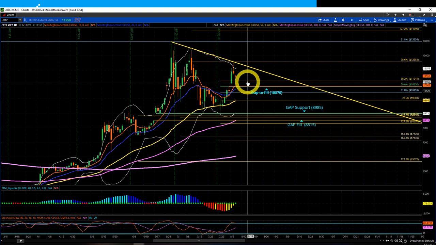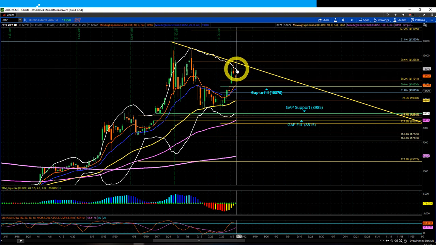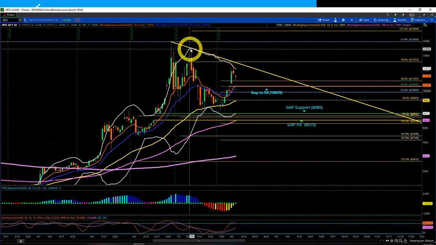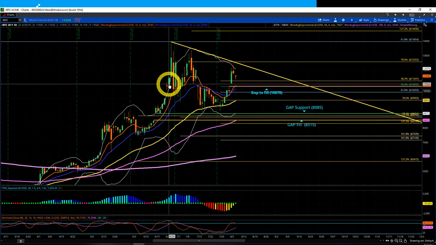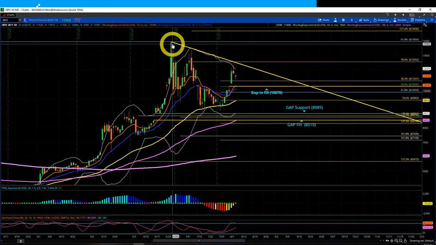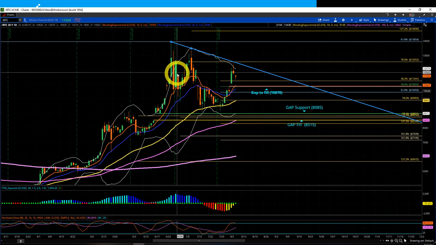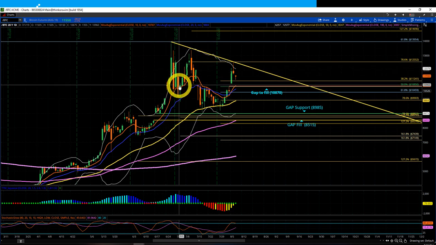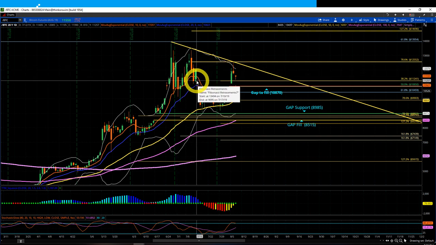But here's my thinking: we've got this upper Bollinger Band right here that's acting somewhat as resistance, right? When you see price get outside of that upper Bollinger Band, you can get a couple of day move off of it, but it can't sustain. It always comes back inside.